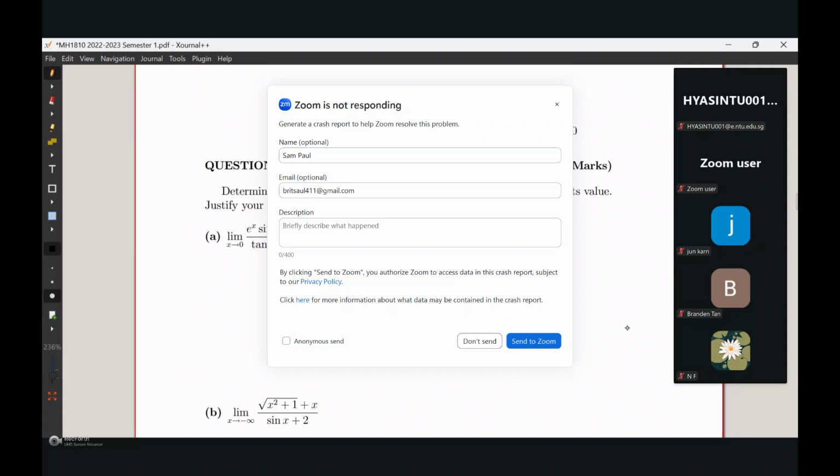Question 4 part A. So finding the limit here. So here, if you try and substitute, let's see what happens. So here you get 0 over 0, right? You get 0 over 0.